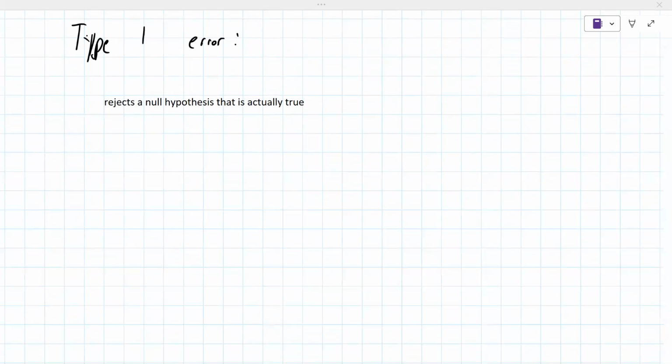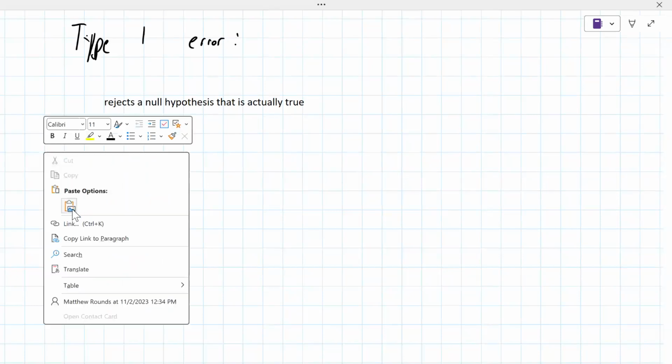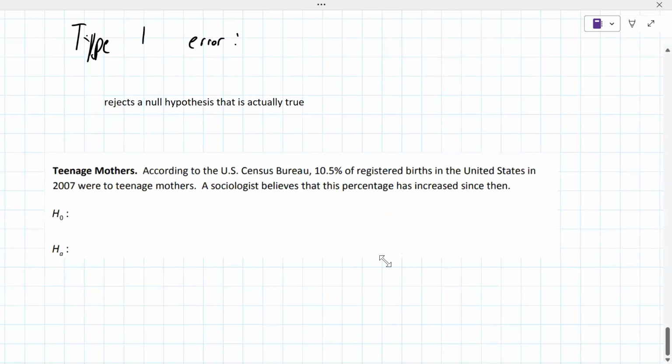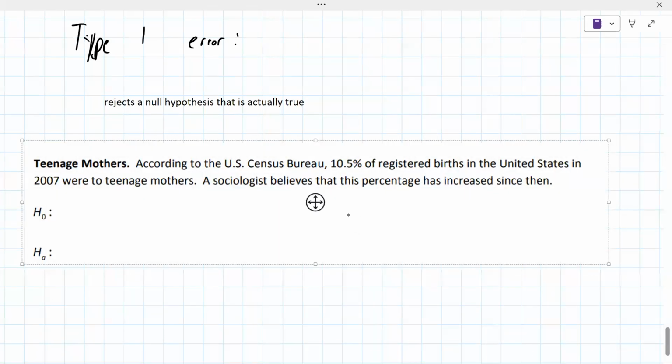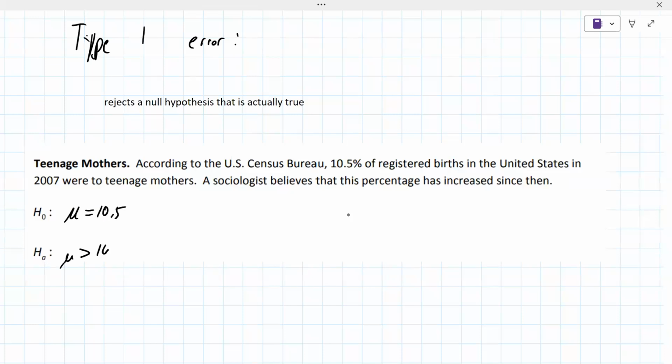Let me know when you get that down. Okay, I got it. Okay. So we're going to go back to a problem we did earlier today. Remember we were looking at this one? Yeah. All right, so let's say we find that the p-value is 0.0329, alpha is 0.05. Would we reject or fail to reject?